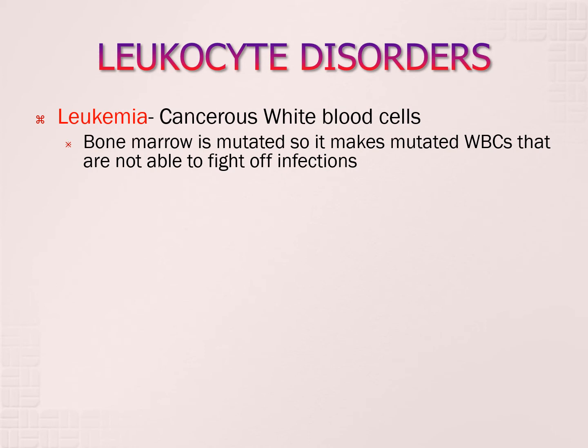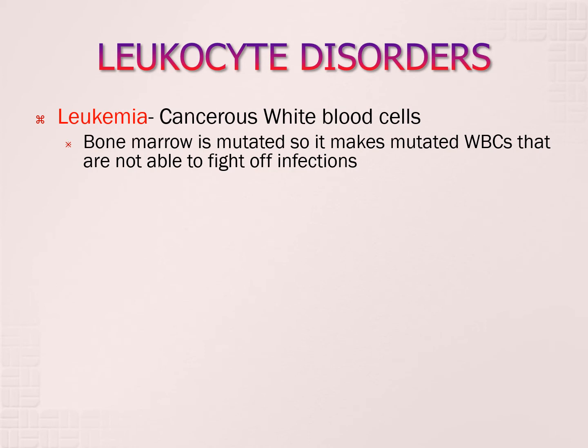So these are white blood cells that aren't going to do the job that they're supposed to do. So not only am I wasting energy because I keep making white blood cells, I'm also making the wrong kind of white blood cells. So even though it says cancerous white blood cells, in most cases it's actually the bone marrow that is mutated. That's why people have to have bone marrow transplants, which lead to a whole other situation.